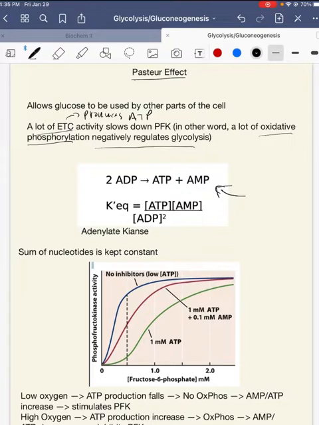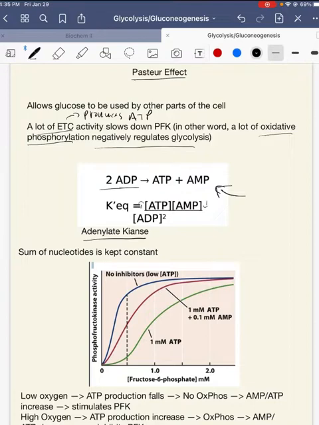It's maintained by an enzyme called adenylate kinase. What this enzyme does is it takes two ADP molecules and converts them into an ATP and an AMP. And this is the constant here. We can see from the constant that if AMP goes down, in order to maintain the energy levels of the cell, ATP would have to increase, and vice versa. So it's a way for the cell to know where the energy level is at the current moment. The sum of the nucleotides in this are always kept constant.